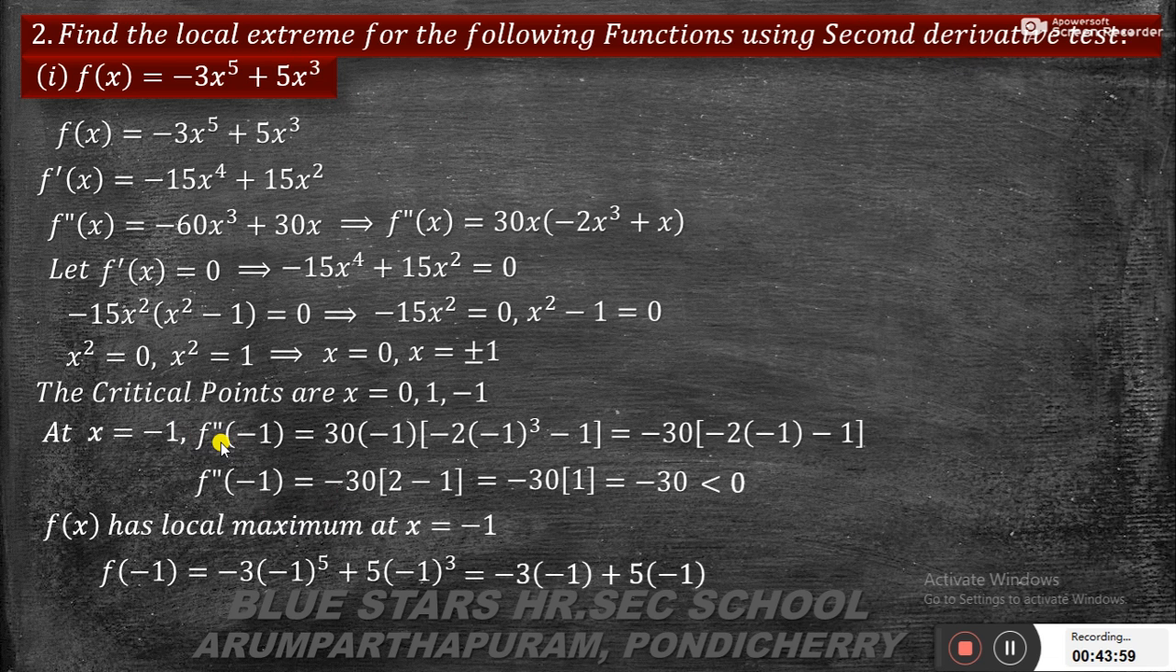So I consider the second derivative, f double dash of x equal to 30x into minus 2x square plus 1. Okay, so now I substitute x equal to minus 1. X equal to minus 1 means 30 into minus 1 into minus 2 into x cube, that is minus 1 whole cube, plus the next term.